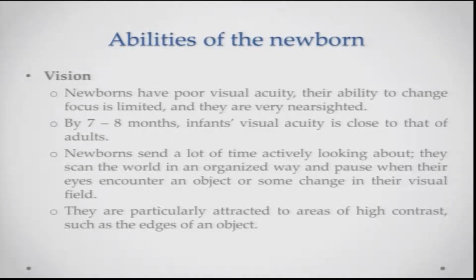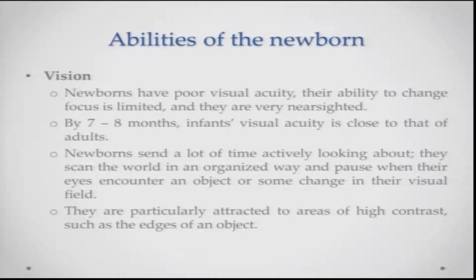If something catches their attention, they will pause and try to analyze it. When the eyes encounter an object or some change in the visual field, they will orient towards it and try to understand what has happened. So it is not that they are just passively receiving the environment; they are actively interacting with it. And this interaction becomes very interesting as the child goes from being a newborn, a month and a half old, to having full visual acuity by 7-8 months. Newborns are particularly attracted to areas of high contrast, such as the edges of an object.